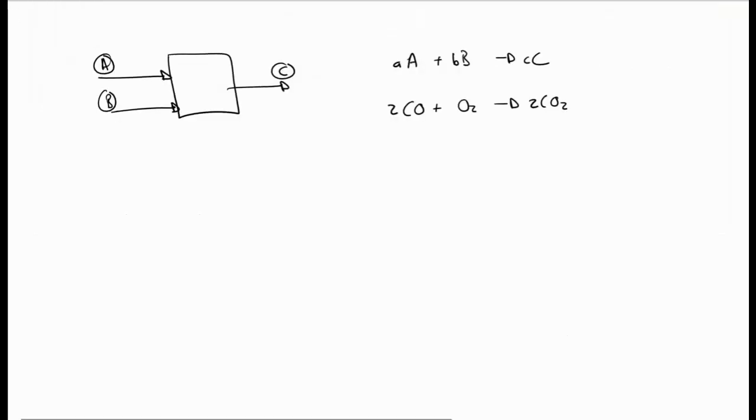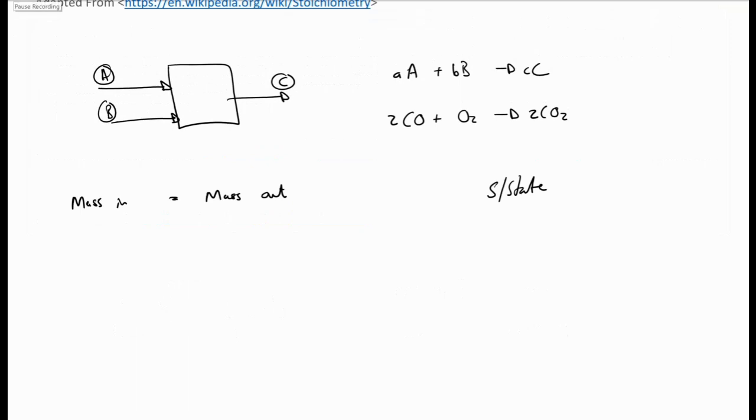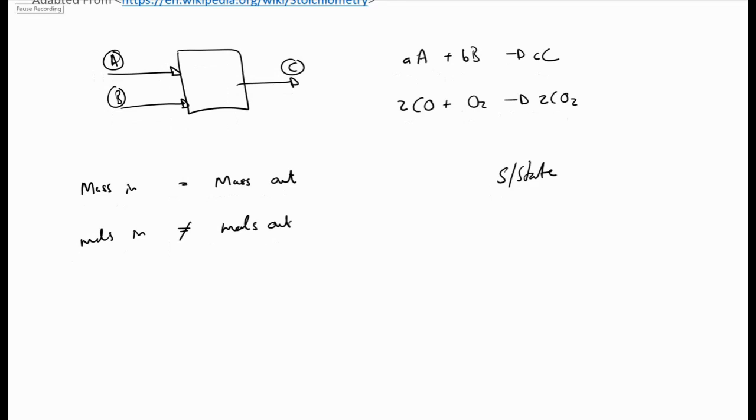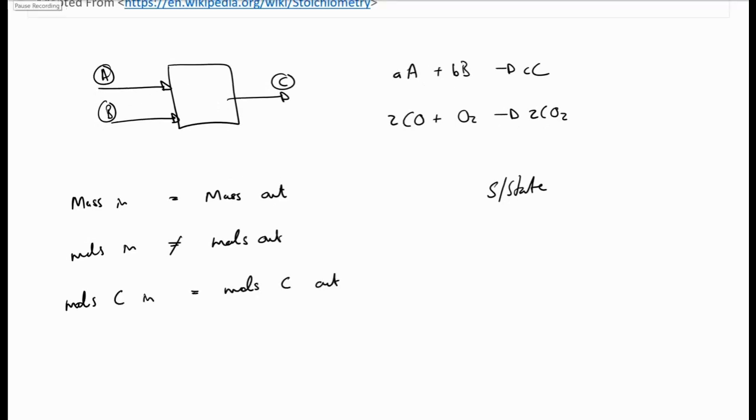When we assume steady state, the total mass entering the system must be equal to the mass leaving the system. But looking at this example, we clearly notice that the moles in is not equal to the moles out, because we have 2 moles of CO coming in and reacting with 1 mole of oxygen to form the product of 2 moles of CO2. Thus, 3 moles are entering the system and 2 moles are leaving the system. What we do know, and can see from this balanced chemical reaction, is that the moles of carbon in is equal to the moles of carbon out, and so too for the oxygen.